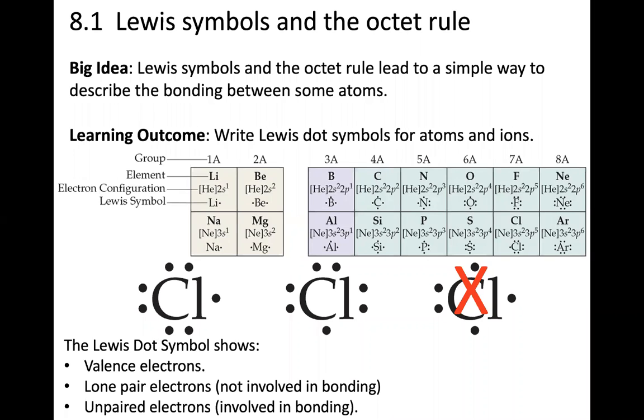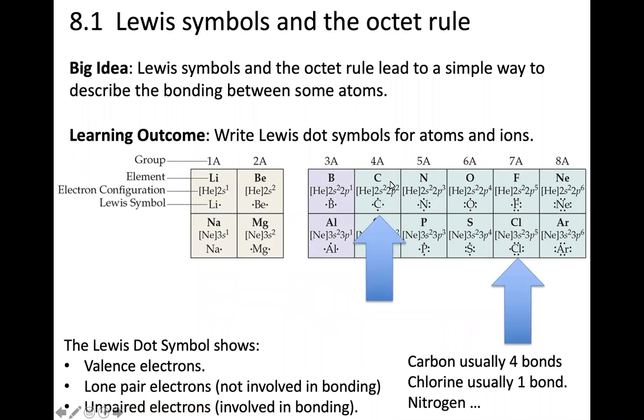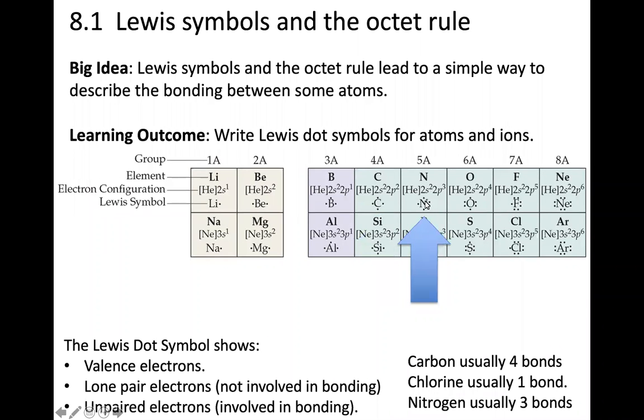So right away, this gives me a pretty good clue. The lone pair ones are not involved, but the unpaired electrons are. And when I say a pretty good clue, I can look back at these columns in the periodic table. I see right away that carbon here usually forms 4 bonds when it's in molecules. Chlorine usually forms 1 bond. How about nitrogen? I see 2 that are paired up and then unpaired, unpaired, unpaired. Nitrogen will usually form 3 bonds.